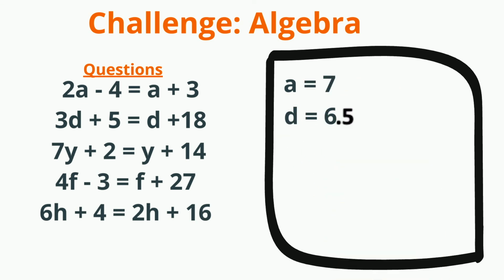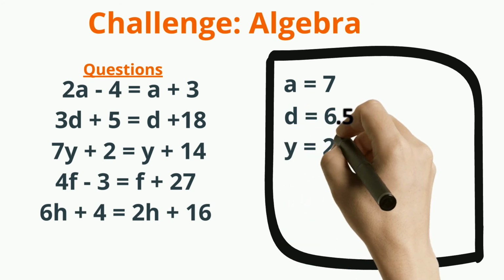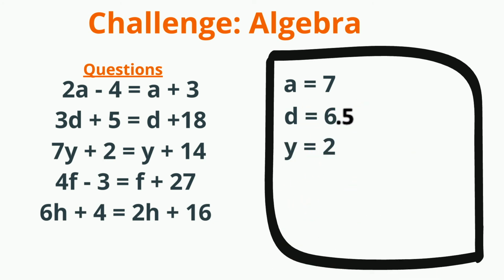Question 3. 7y plus 2 equals y plus 14. Let's take that plus 2. We're going to move it to the right hand side. It'll be minus 2. And we'll take the y from the right hand side and move it across to the left to be minus y. This gives us 7y minus y equals 14 minus 2. When we simplify that, we have 6y equals 12. If 6y equals 12, then y must equal 2. So our answer is y equals 2.